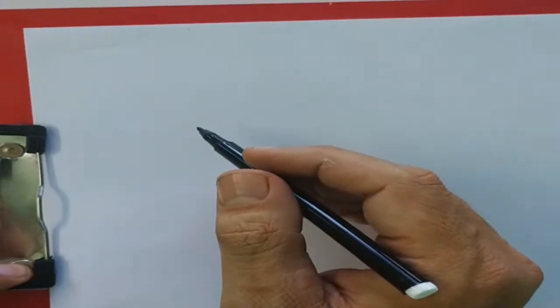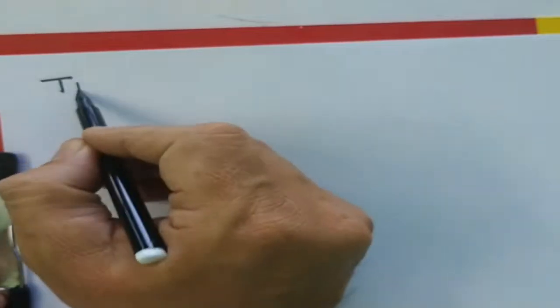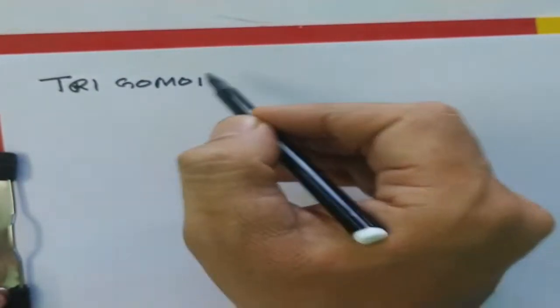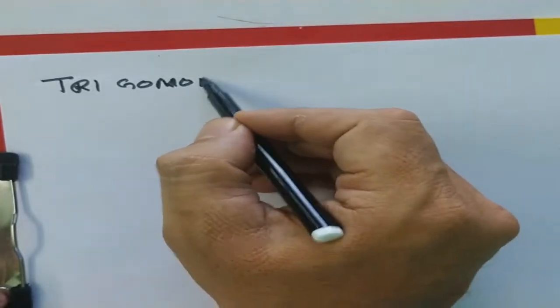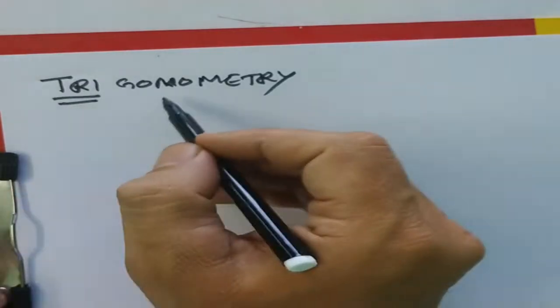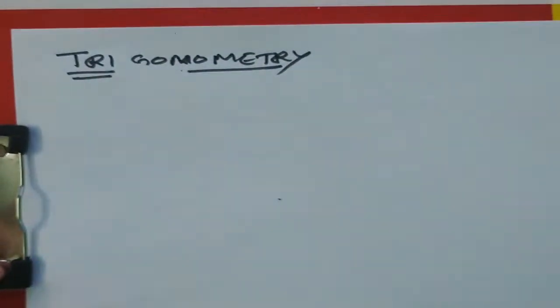And I'll give you the brief about trigonometry. That trigonometry is trigonometry. So it has something to do with tri and then metry, the geometric part. So tri, the word means triangle.